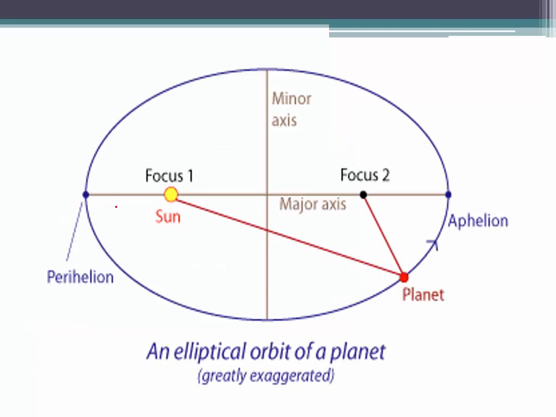So again, here is our little diagram of a planet and its orbit. Here is the line representing the major axis. The length of a planet's year depends on the length of this axis. The longer this axis is, the longer the year. The shorter the axis is, the shorter the year.